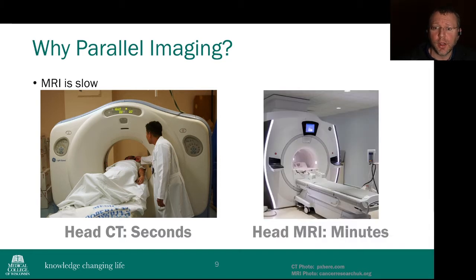But if you try and do that same sort of acquisition, same sort of resolution with an MR acquisition, you're going to be talking about an acquisition that's in the order of minutes. So there's the big hurdle. If you have somebody that's moving, if you have somebody that's in acute need of diagnostic imaging, MR is still a bit of a challenge.